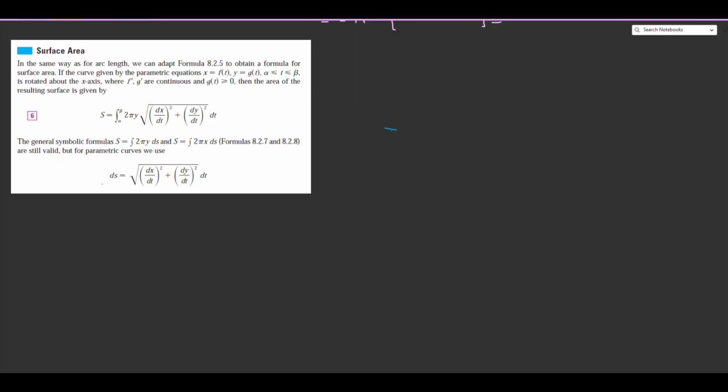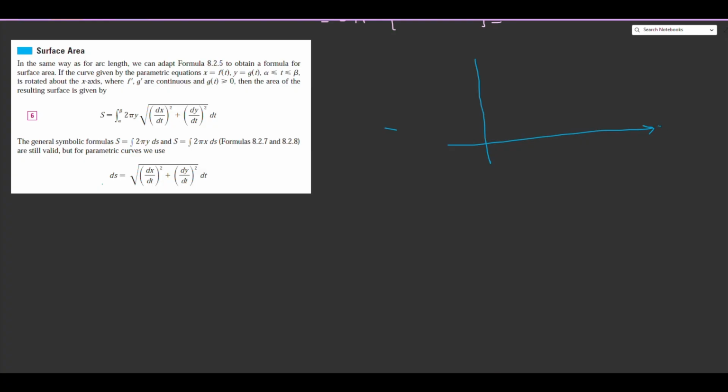Okay, our next topic is how do we find the surface area of the parametric equations. So remember, what is the surface area? Again, we have discussed this previously in our calculus 2 course.